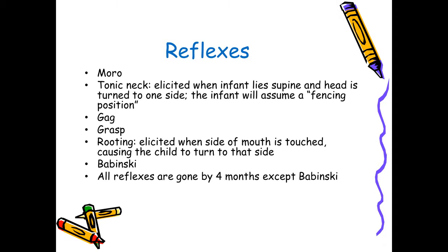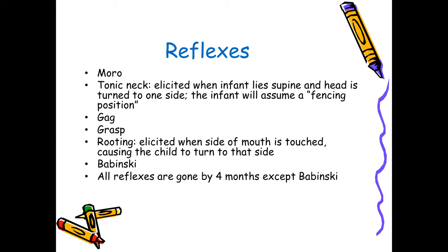The gag reflex is generally assessed when you are checking the oral area, making sure that the palate is intact. You can actually use a tongue blade and touch the back of the throat, and the baby will have a little gagging reflex. Rooting happens when you stroke the side of the infant and they will turn their mouth in the direction in which you have stroked the cheek.